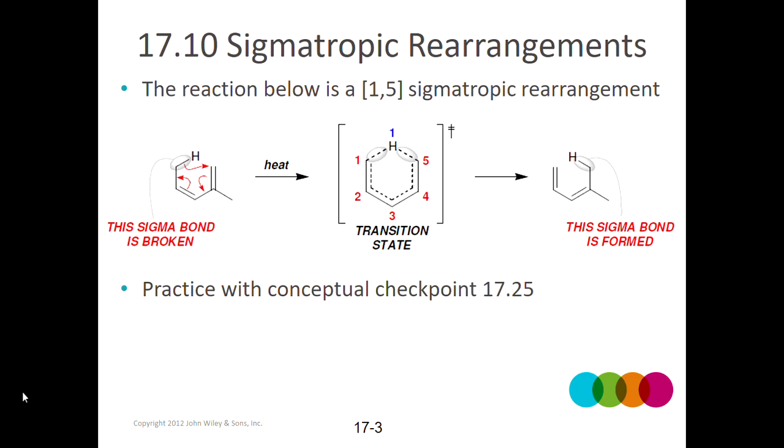So here's an example of a 1,5 sigmatropic rearrangement. Where's the sigma bond that's breaking? So I do the same thing. I have the electrons shift around in a circle. I can draw the transition state. This sigma bond here is breaking. The electrons are shifting over and forming a sigma bond right there. So there's one atom on this side of the 2 sigma bonds, and then there's 1, 2, 3, 4, 5 on the other side. So that's why it's a 1,5 sigmatropic rearrangement.